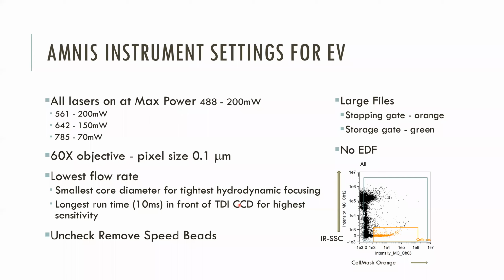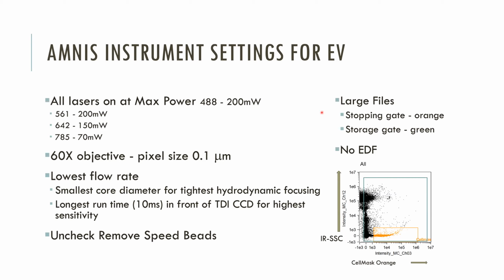You want to run the lowest flow rate so that you get the tightest hydrodynamic focusing, and all your EVs line up as closely as possible and are as in focus as possible. You want a long runtime in front of the TDI CCD array, and that's going to give you the best sensitivity for fluorescence. There is a box intended for cells in the software that says remove speed beads, and I do not put that in because these are the speed beads, the unlabeled particles that help you synchronize the cameras and are QC particles on the instrument, and to me they help you find where your EV population is if there aren't very many of them.